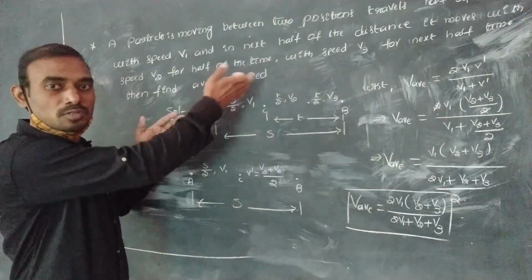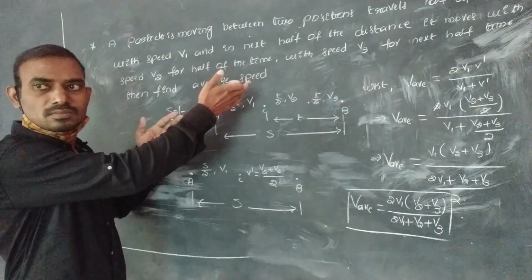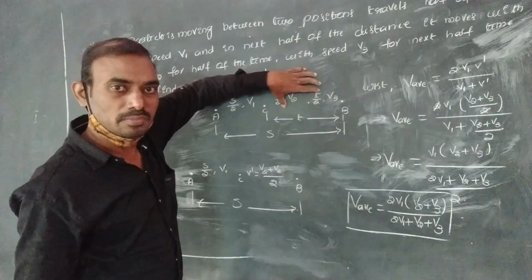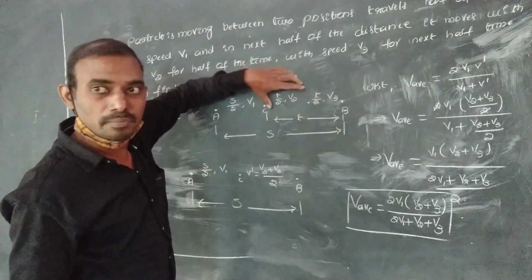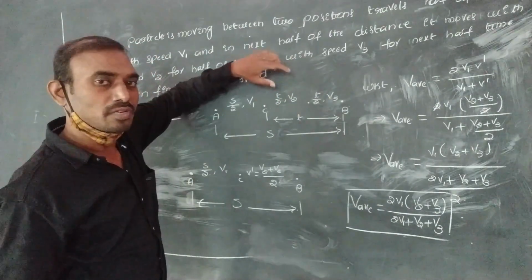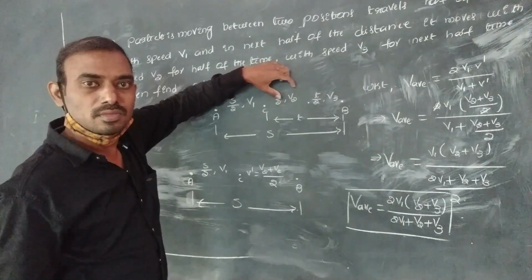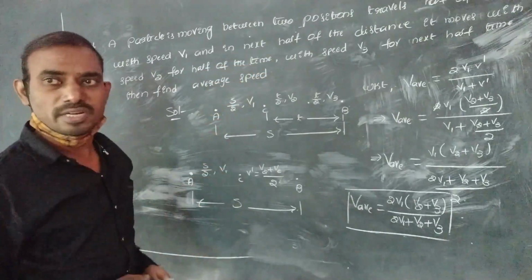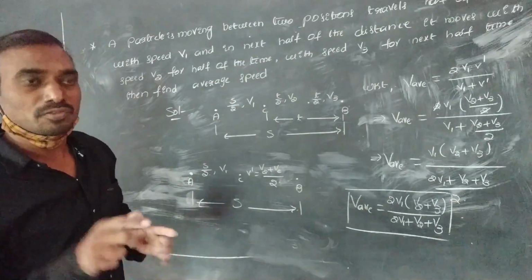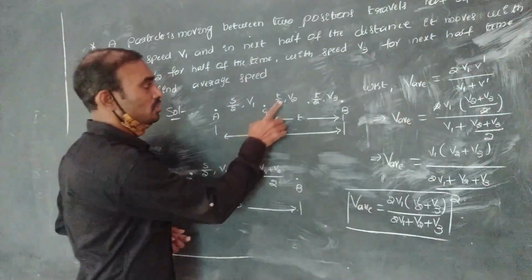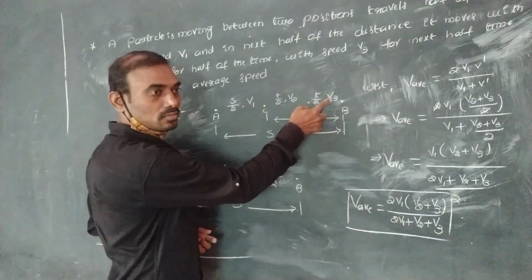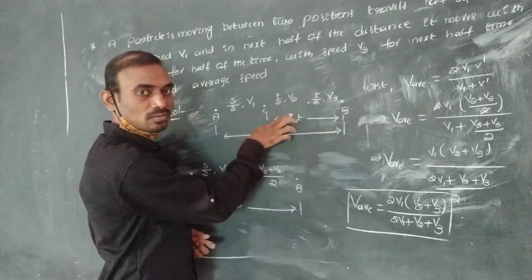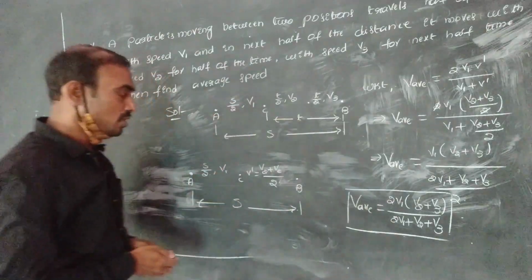Actually this is the combination of two methods only. Second half, half time period method. In half time period method, what is the average speed formula? V1 plus V2 by 2. But here what are the speeds? V2 and V3. Then for second half, the average speed is V2 plus V3 by 2. Take it as V dash.